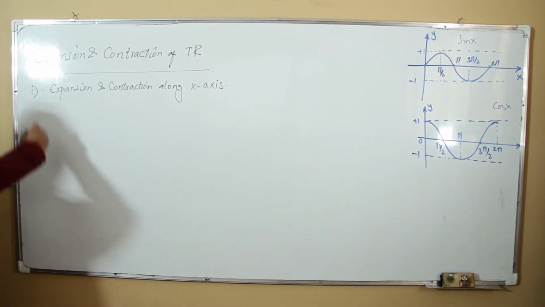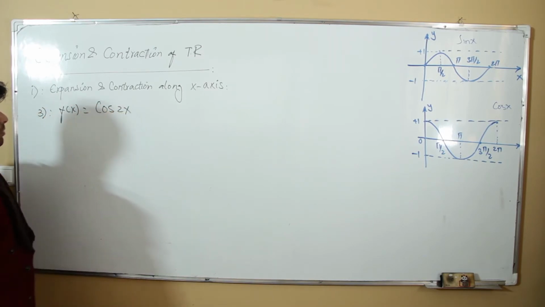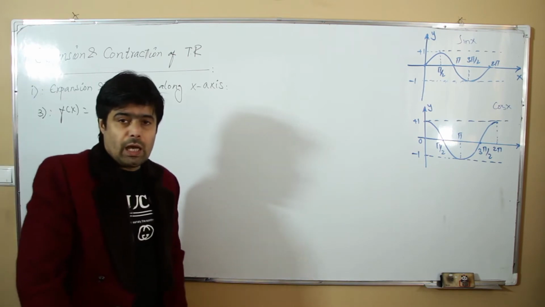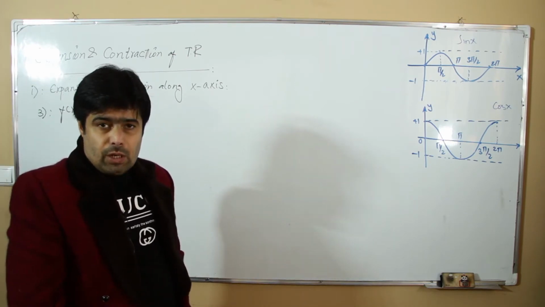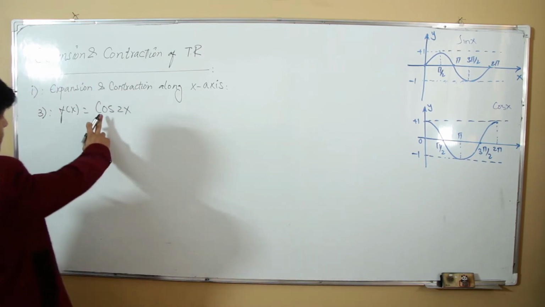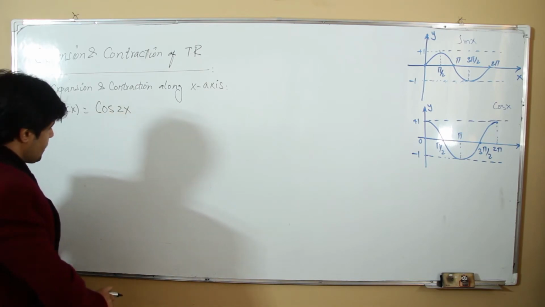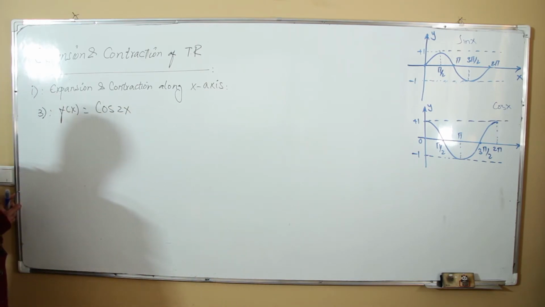Now we will go on cosine. Question number 3. Fx cosine 2x. What do you mean? It means we have a contraction or maybe expansion along x-axis of the cosine. This 2 is greater than 1, so it is contraction. So how can we draw this one?